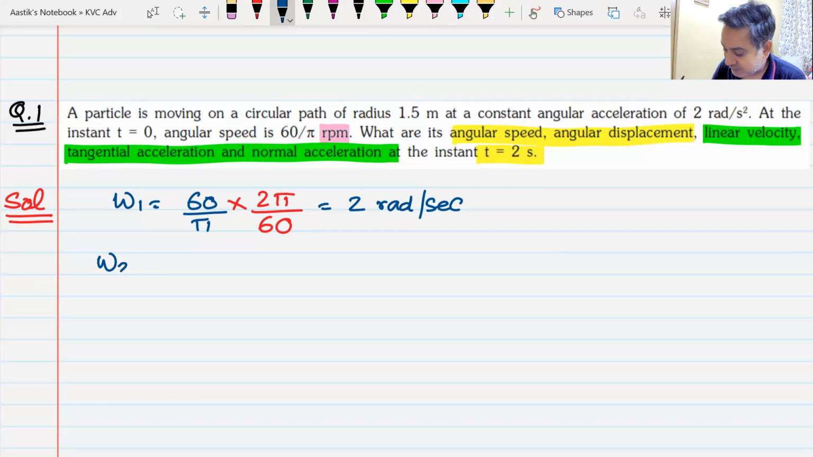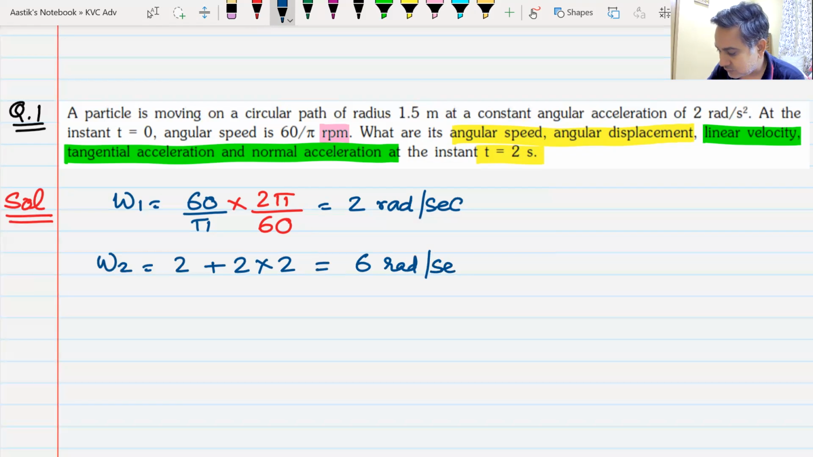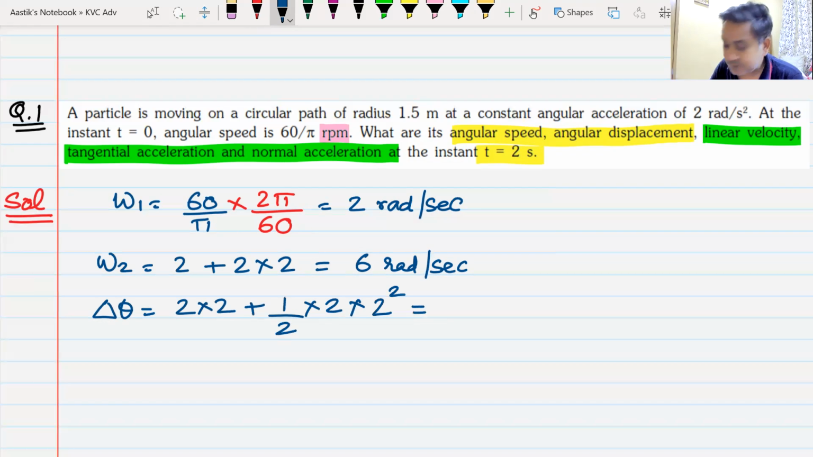Now I can find out the final angular velocity. 2 plus alpha is 2 multiplied by 2. The answer would be 6 rad per sec. When you find out the angular displacement, omega 1 is 2 multiplied by time is 2 plus half alpha is 2 multiplied by time is 2 square, and you get the final answer as 8 radians. Is it clear to everyone in the class what we have done? Yes, sir.